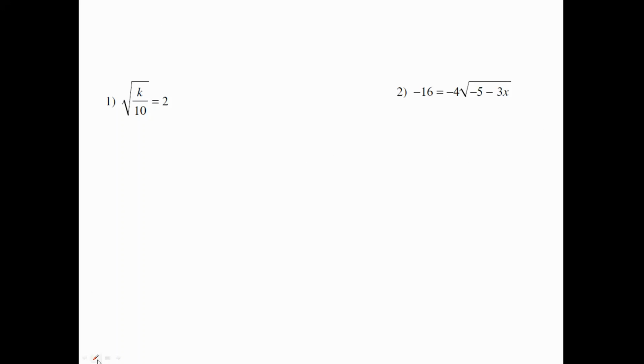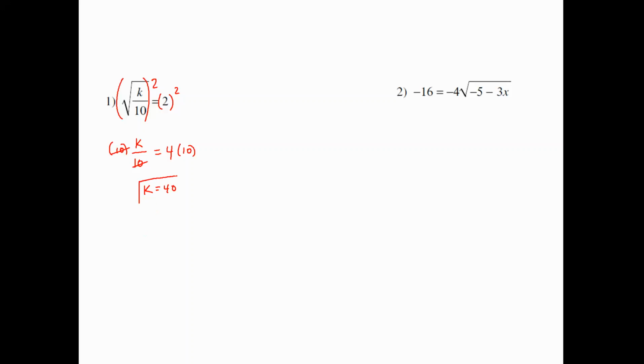When you look at this one right here, let me get my pen ready. We have a square root equals 2, and we have to get rid of the square root. So we're going to square both sides. And when we square both sides, the square root goes away. 2 squared is 4. Now we have a denominator, and we have to get rid of the denominator. So we're going to multiply both sides by 10. That cancels this side. We get k equals 40.